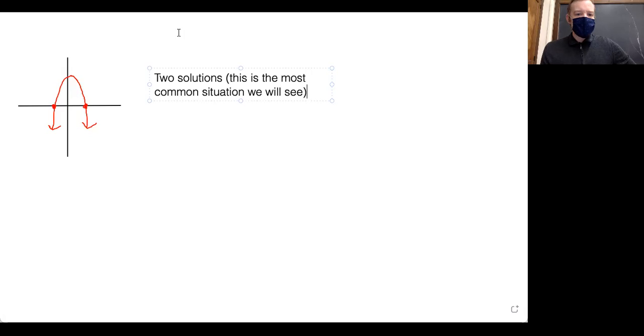The next most common situation is going to be when we have 1 solution. Now, when we have 1 solution, that's because our graph only touches the x-axis in 1 location. And when that happens, it's because the vertex is on the x-axis. So for instance, I could have my vertex like this. And my vertex being the point that touches the x-axis right here.